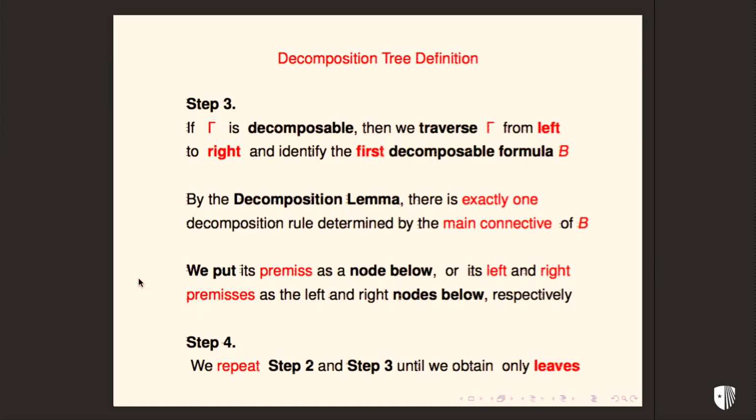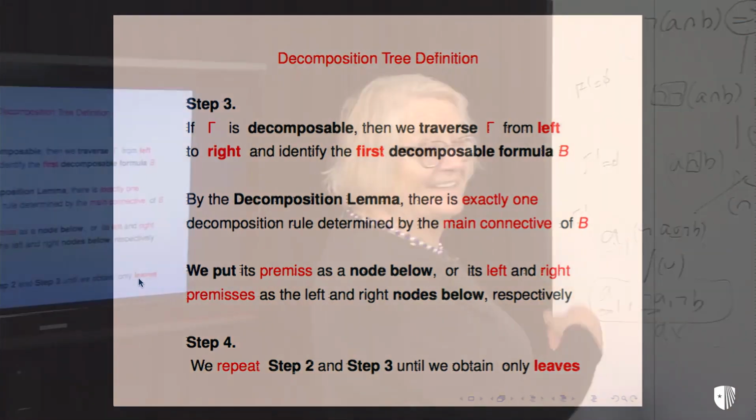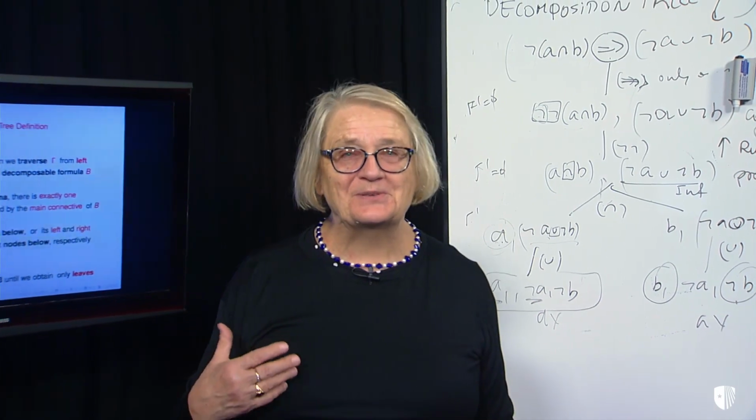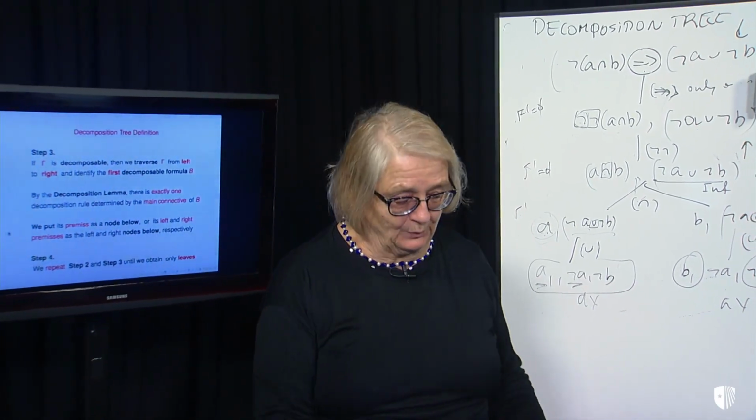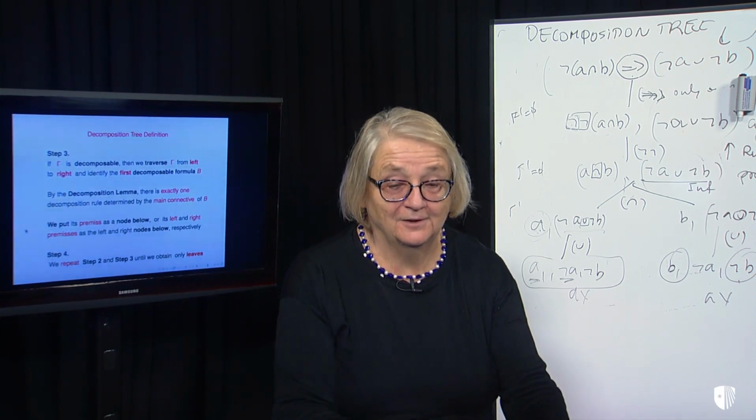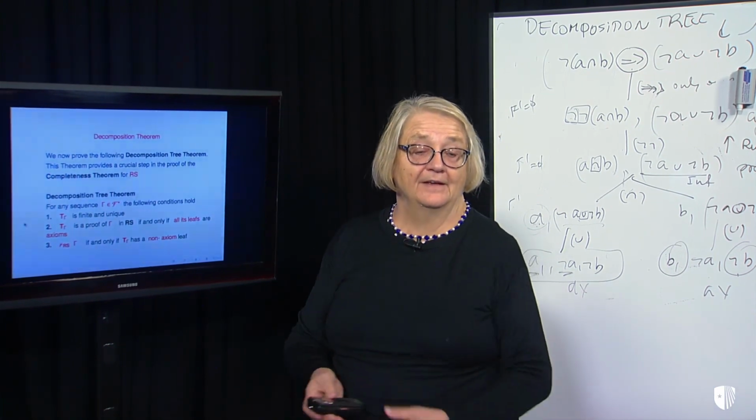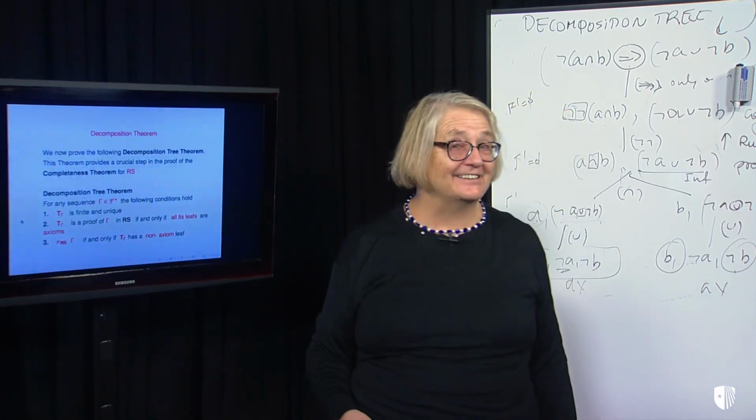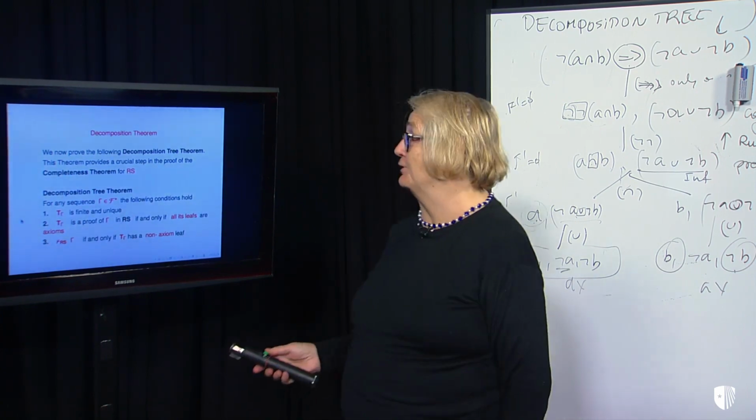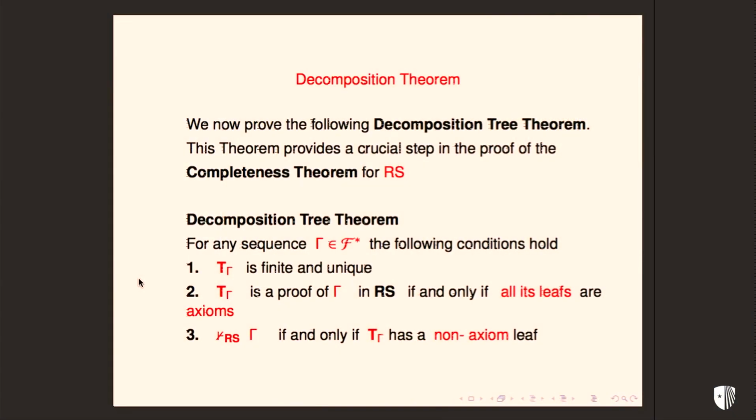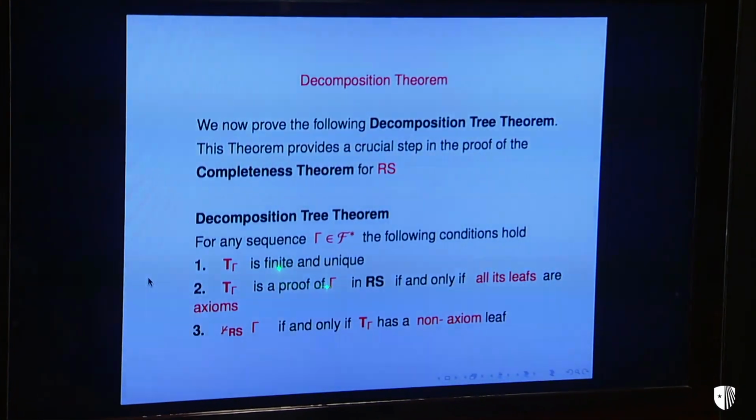So this is a nice general definition, and here is an example. Sometimes you need a little bit more language to be able to word the proper definition. And immediately we have, you can see, sometimes you have very easy theorems to prove. We already proved the decomposition tree theorem: for any sequence gamma, the tree of gamma is finite and unique. It's not only for a formula, because if you have a sequence, you go formula by formula.